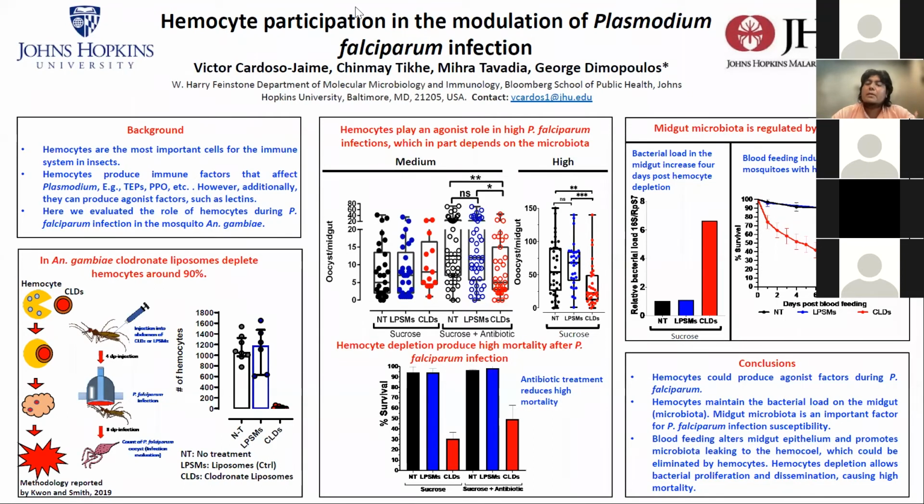Also, we observed that blood feeding by itself can induce high mortality in the mosquitoes with hemocyte depletion, suggesting that the hemocytes are really important for the mosquitoes against bacteria, but this effect is also affecting the bacteria and the parasite in opposite ways.